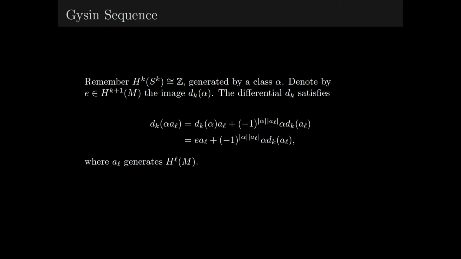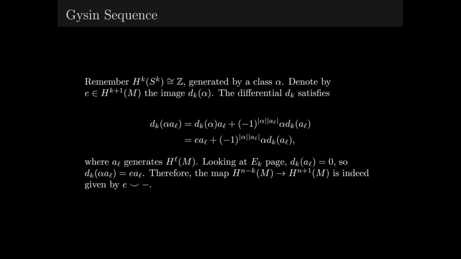If you look at the E_k page, though, you'll see that d_k has to take everything in the bottom row to 0. So in particular, we have that d_k of a_l equals 0, meaning the formula above reduces to d_k of alpha a_l equals E a_l. Then the claim follows.